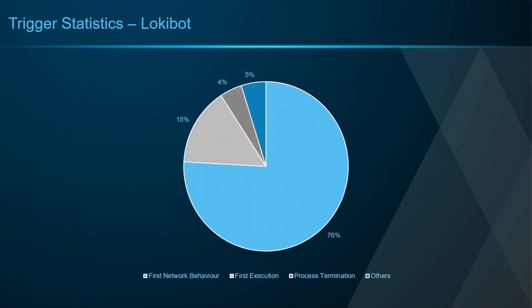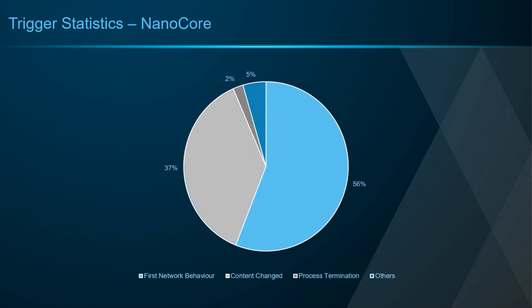Here we see Lokibot, and again, the first network behavior tops the chart with 76%. Together with the first execution, with just two triggers, we are at over 90%. We also have NanoCore, also a very popular family, widely used. And here again, the importance of the first network behavior trigger with some content change applied. With these rules we cover again over 90% of the family.